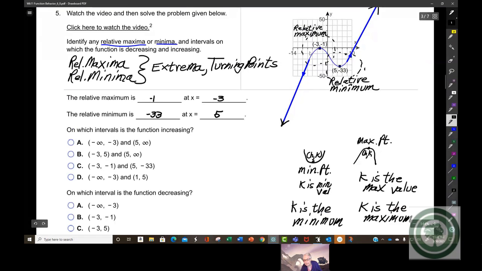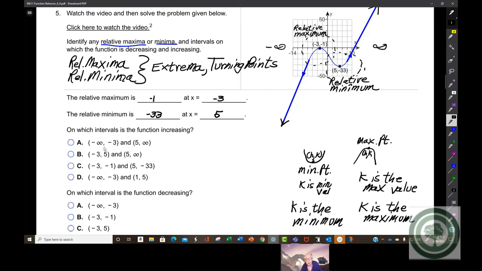So from negative infinity to negative 3, you're going up, you're increasing. Right there. And also over here, from x equals 5 to positive infinity, the roller coaster is also going up. It's increasing. So, can't go around putting dots on things.